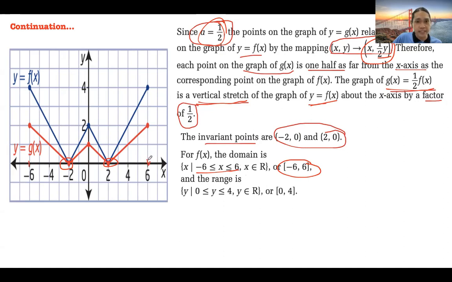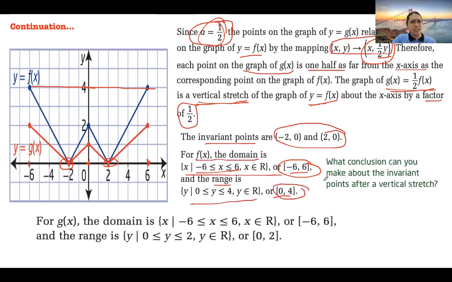As you can see, the domain in here. So let's focus on the x-axis. For the range of f of x, it covers from 0 to 4, because the highest point in here for f of x is 4. That's why from 0 to 4. So this is our range. I hope we are clear about this one.